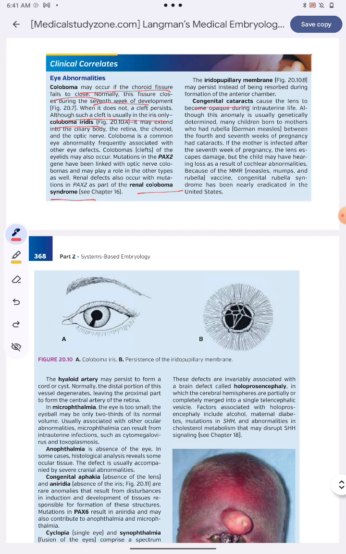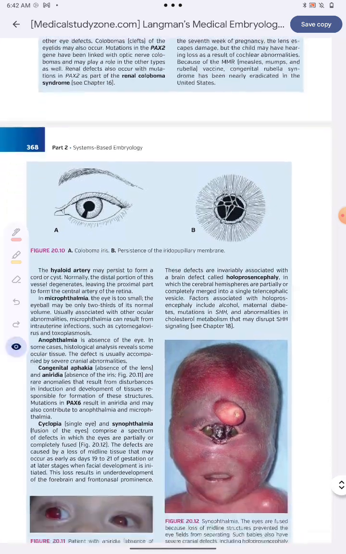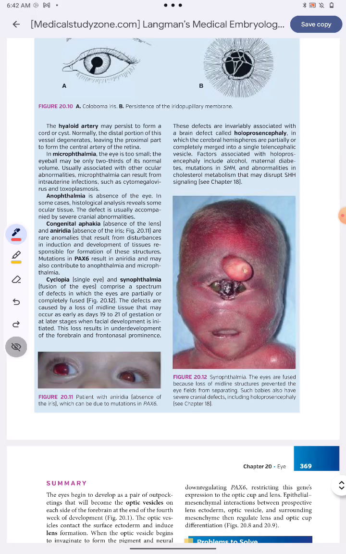Congenital cataracts: the lens becomes opaque in intrauterine life. This can be seen in mothers who have suffered from measles, mumps, and rubella, or any other viral diseases during pregnancy. But thanks to the development of the MMR vaccine, this has been largely eradicated. The hyaloid artery may persist and form a cord or a cyst.